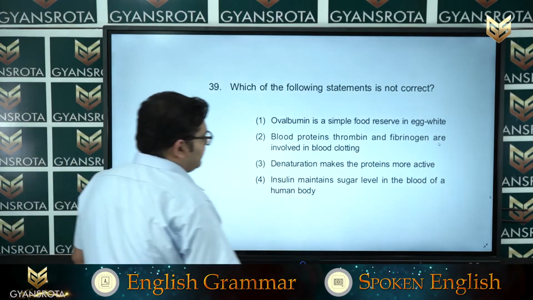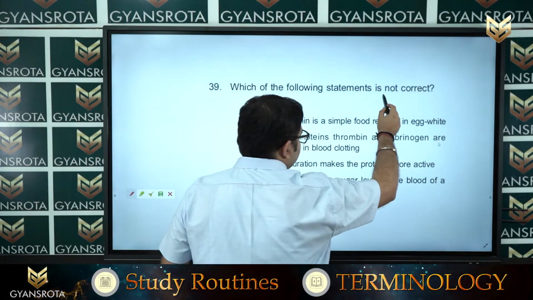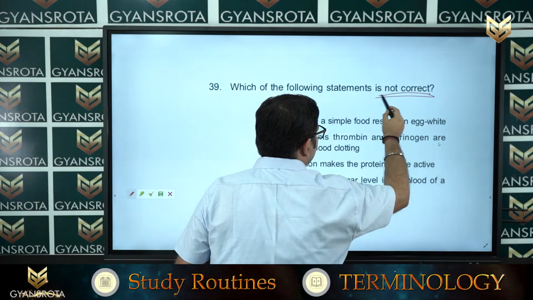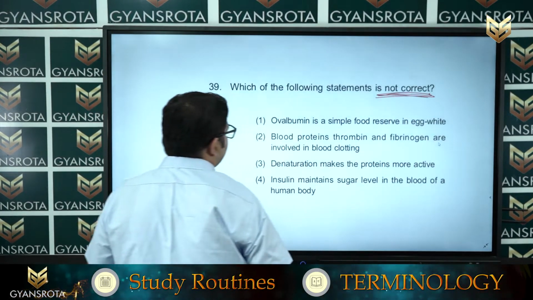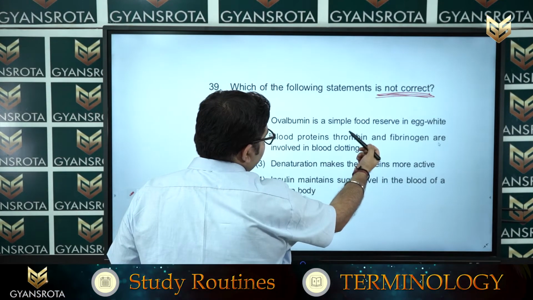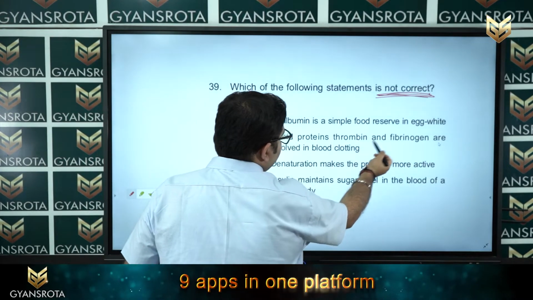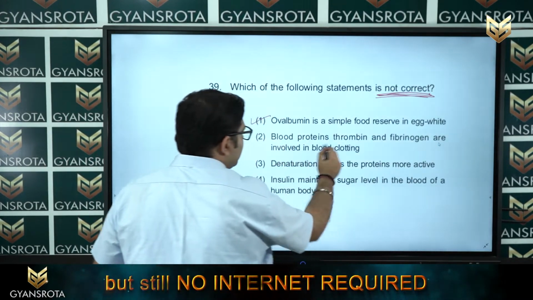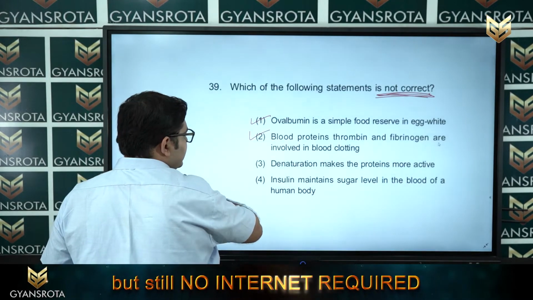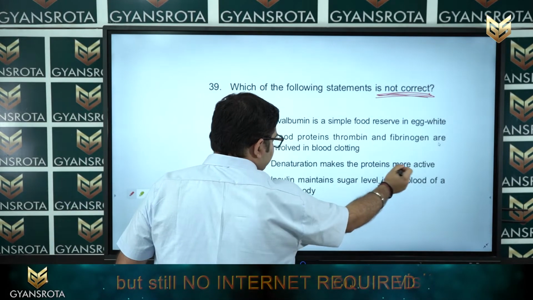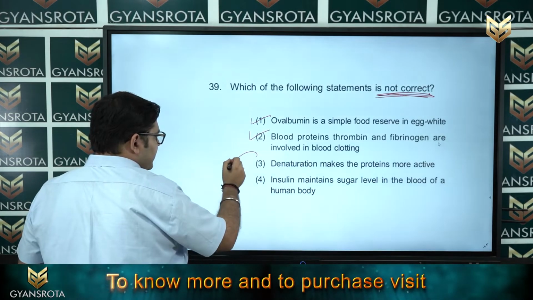If you see this type of question, when they ask correct or not correct, first mark it, they are asking about the statement which is not correct. So, ovalbumin is a simple food reservoir, that is correct. Blood proteins thrombin and fibrinogen are involved in blood clotting, that is also correct. Denaturation makes the proteins more active, no.